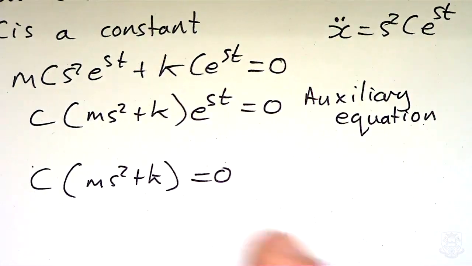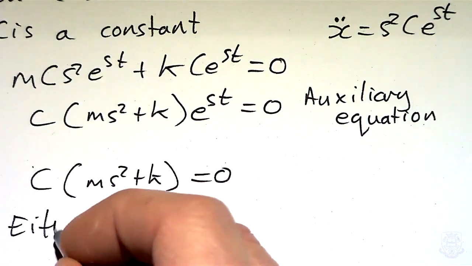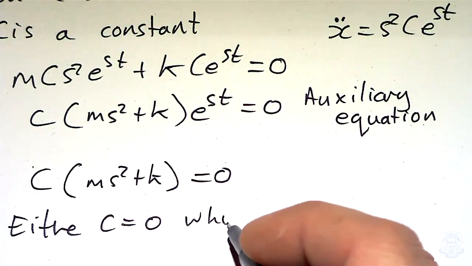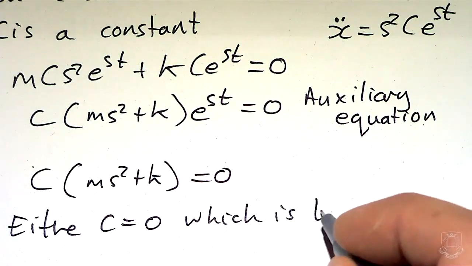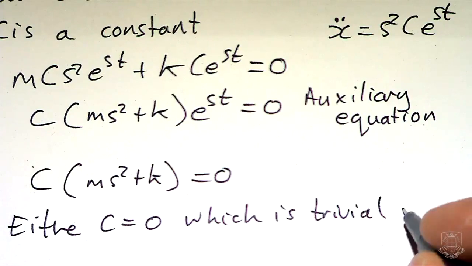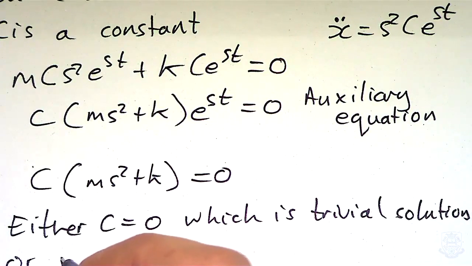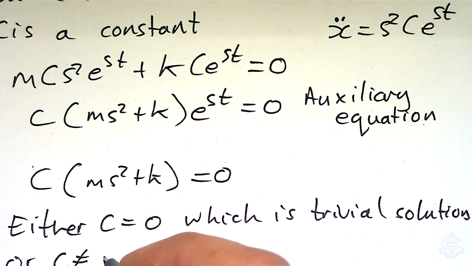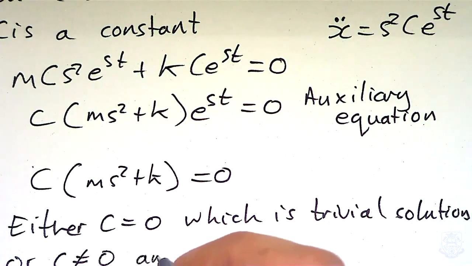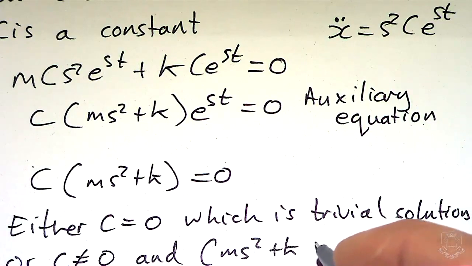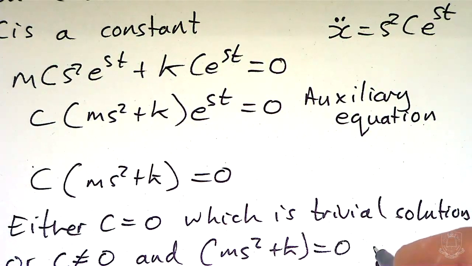So let's just say either c equals 0, which is the trivial solution, or c not equal to 0, and m s squared plus k equals 0, which is the non-trivial solution.